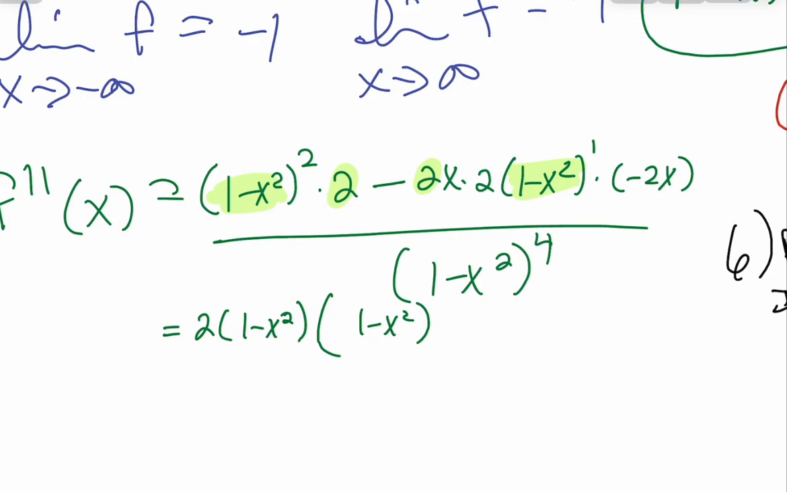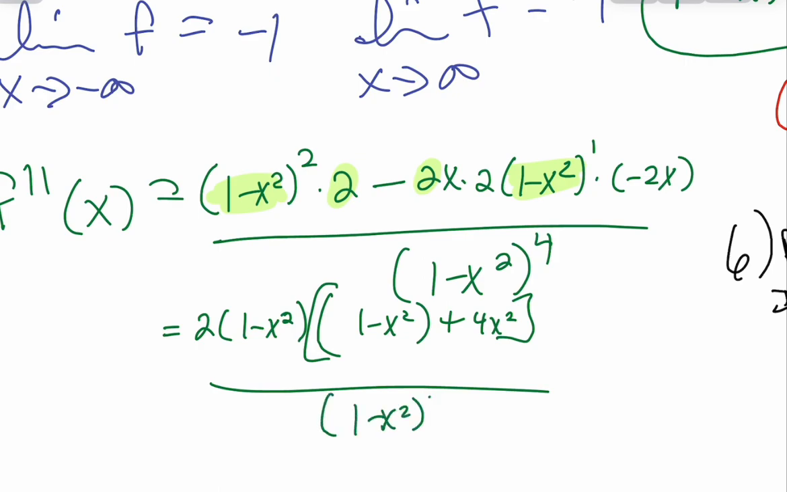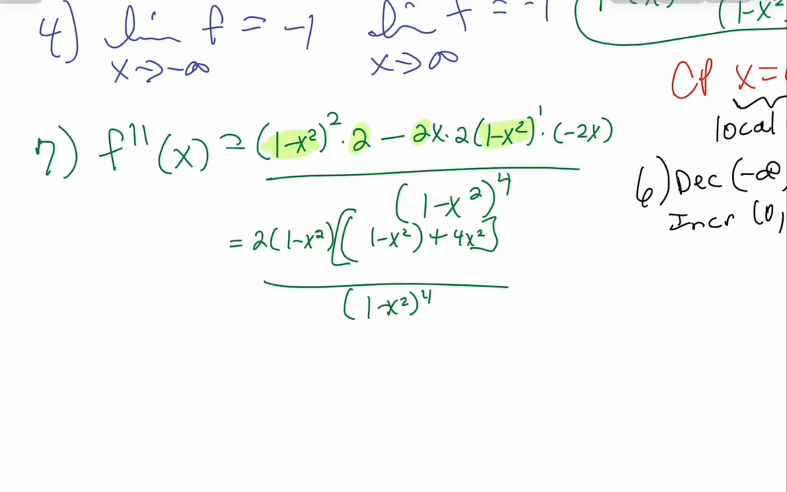Okay, now let's look at this back piece. I took out a 2 and I took out that. So I'm just left with an x times a 2 and a negative 2x times a negative. So 2 negatives make a plus, so make that a positive. And then it's really just 2x times 2x, or 4x squared. And then the bottom, let's just ignore it for now. Okay, so what do we got?